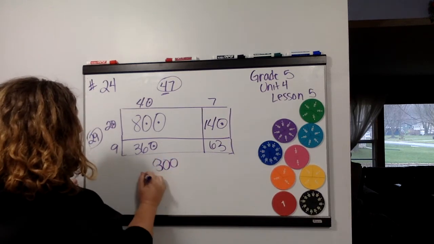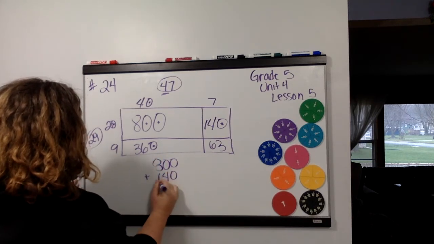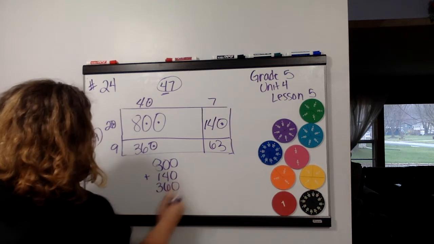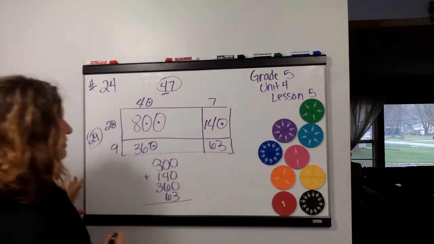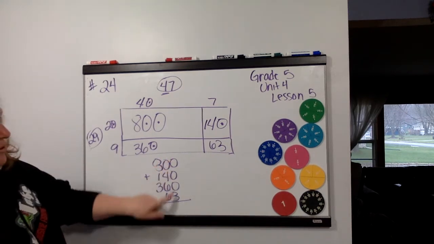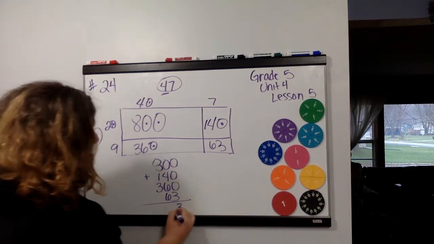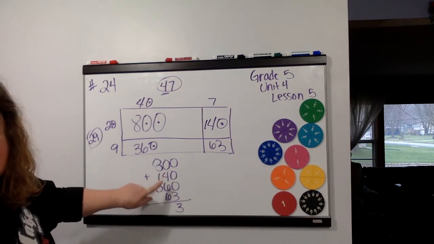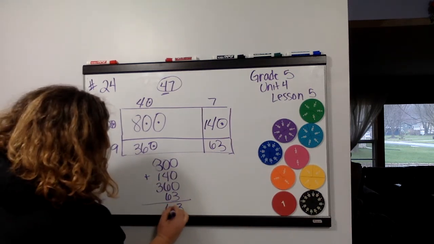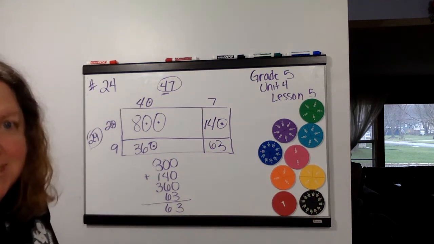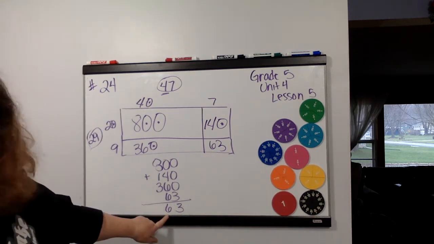800 plus 140 plus 360 plus 63. All zeros plus 3 is 3. I know that 6 and 4 is 10, so add another 1 for 6. Now we know that that's not actually a 6, it's actually a 60, but we're going to put the 6 in the tens place.